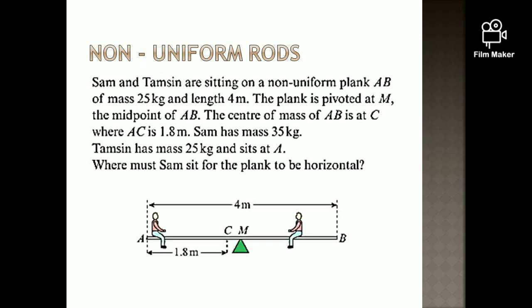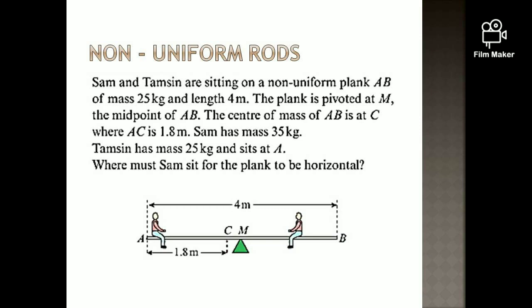Sometimes the center of gravity may be mentioned in the question, or sometimes it would be unknown, where we need to find it as the answer. Let's go ahead with this question. The plank is pivoted at M, the midpoint of AB. Therefore, the lengths AM and BM are half of 4 meters. That should be 2 meters, right?